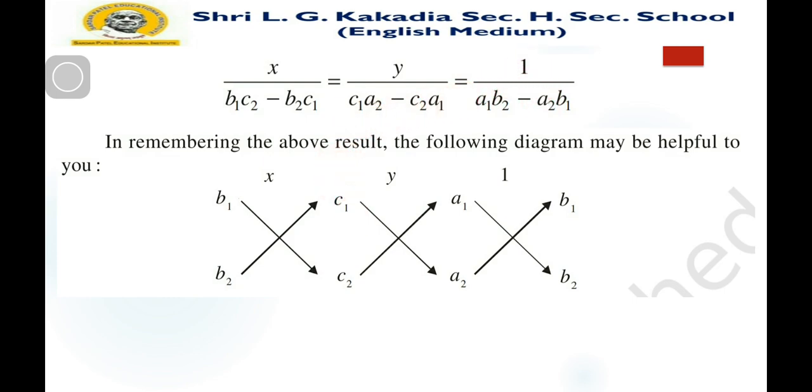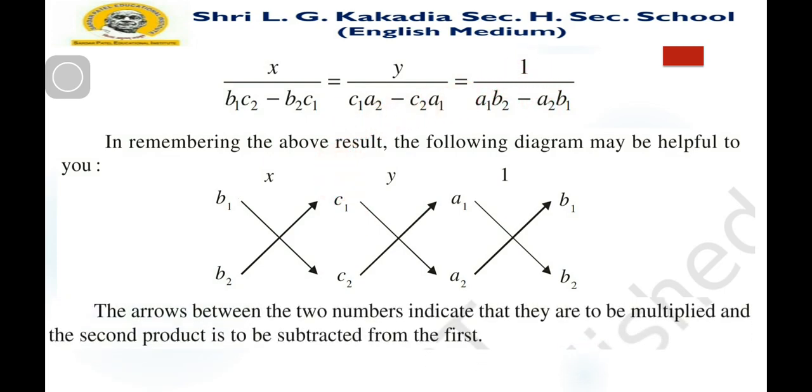The arrows between the two numbers indicate that they are to be multiplied and the second product is to be subtracted from the first, as you can see here. So here you can see that we have done the cross multiplication. So it is known as the cross multiplication method.